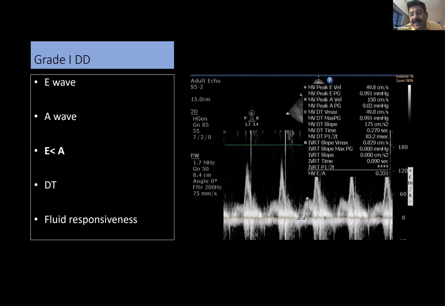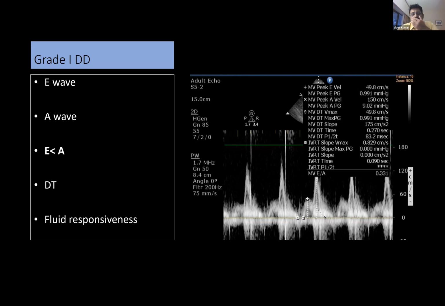But as the LV relaxation gets impaired, it becomes a little stiff, the LV pressures go up, and then it's like filling air into a football which is half full. It's not so easy. So the E wave velocity comes down because the LV filling pressures are high, and the A wave has to work much more to contract and push more blood into the LV. This is grade 1 diastolic dysfunction. But let's forget that. Let's look at the relationship between the E and the A.